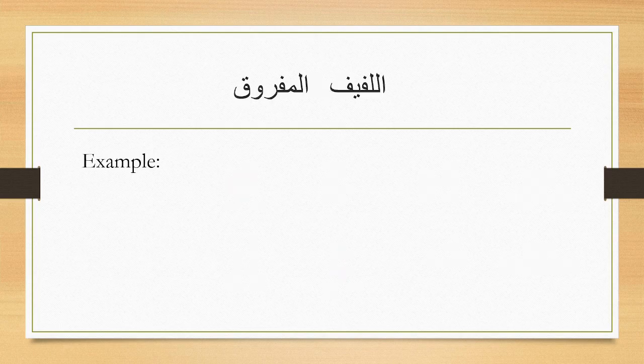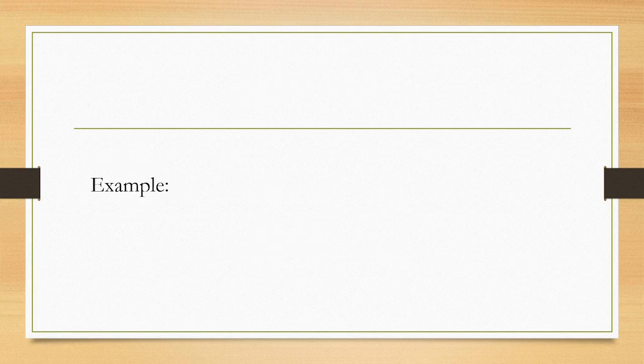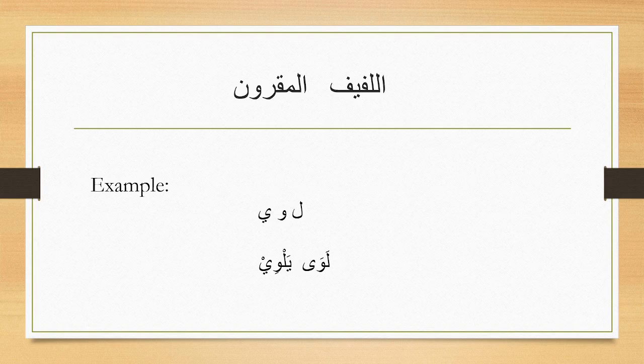An example of lafif mafruq is the combination of waw, qaf and ya, from which we have waqa yaqi, wiqayatan. And an example of lafif maqroon is the root letter combination lam, waw and ya, and from that we have lawa yalwi. So here we have waw and ya paired up as the last two root letters.